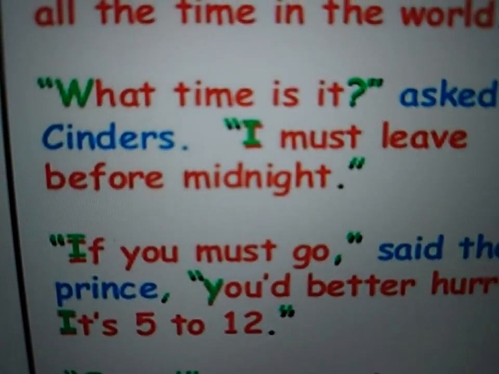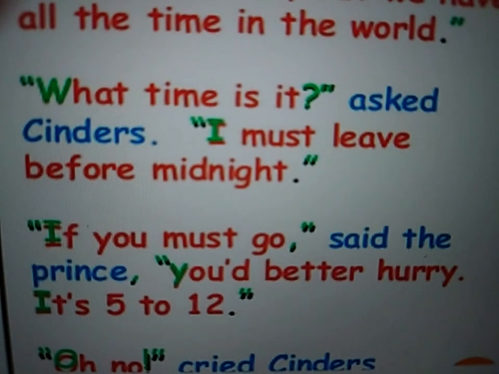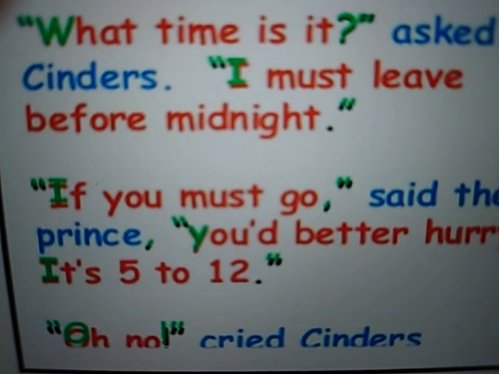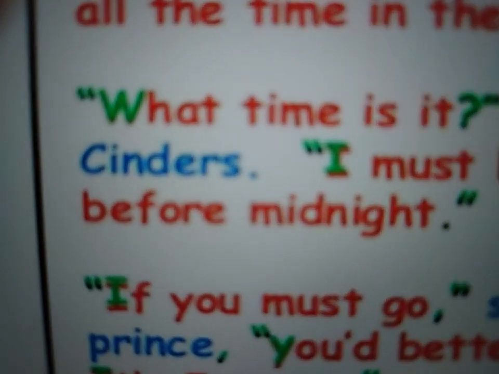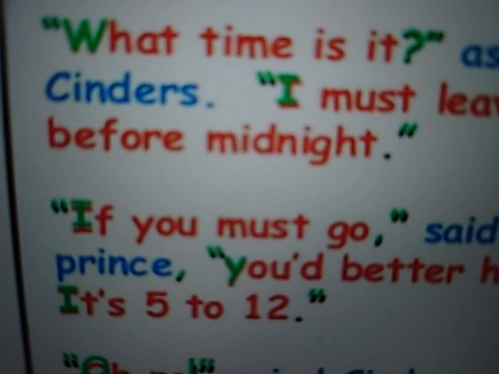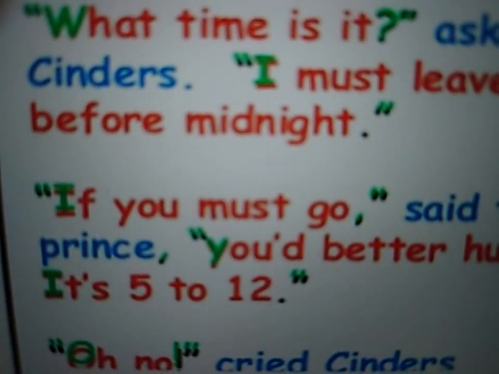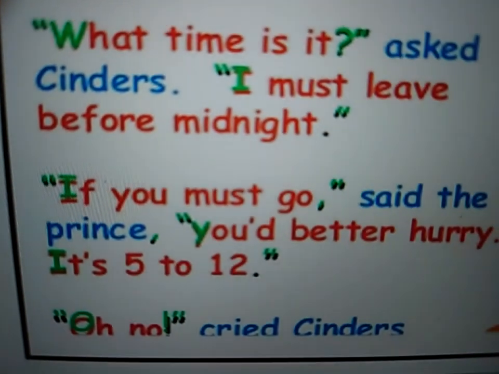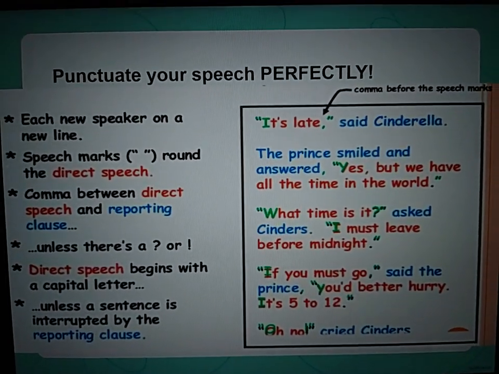"It's 5 to 12." Okay, can you see, because in this one, because the person's already started talking, who is it? The prince. Because the prince has already started talking, in the second bit you don't need a capital there because he's already started talking in this sentence. So in this case, because there's a comma there and because it's halfway through the sentence, you just need to put a lowercase y.